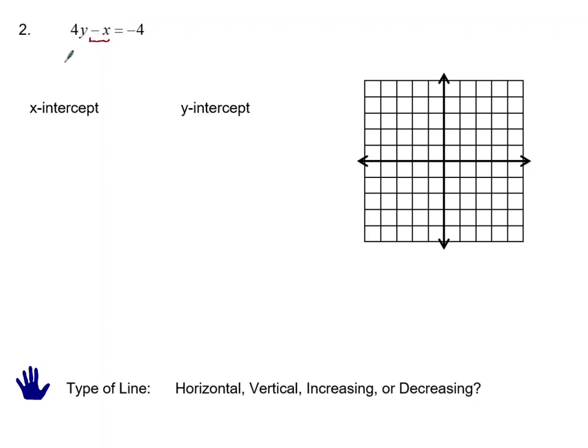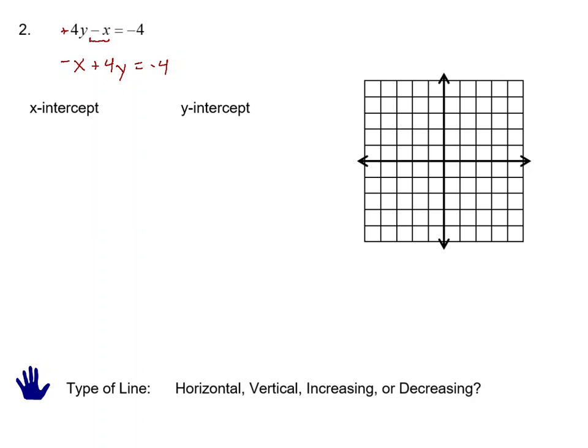My negative x, I'm just going to put that first. And then this 4y is going to come second, but we need to know that it's positive. So positive 4y will be the second term. And then my equal sign and my negative 4. That feels a little bit better.